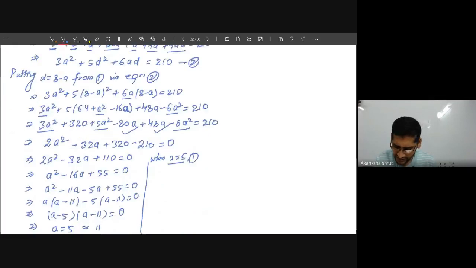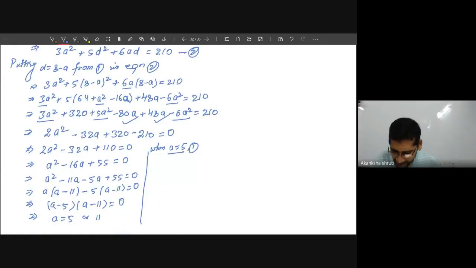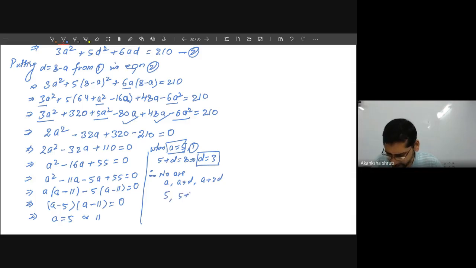A plus d is equal to 8. So equation 1 can give us a, means 5 plus d is equal to 8. So d is equal to 3. Therefore, what are the numbers? The three numbers are a, a plus d, a plus 2d. This will be our 5. 5 plus d means 5 plus 3, 5 plus 2 into 3. So 5, 8, 11. It is the answer.